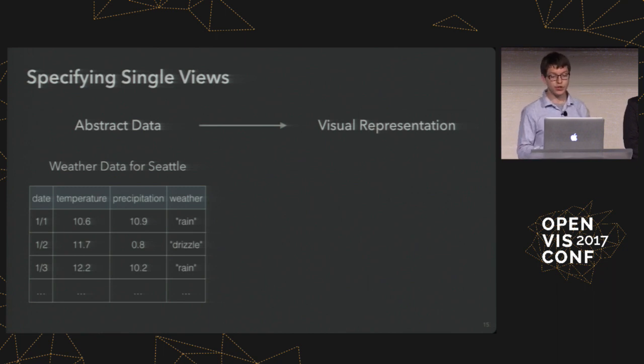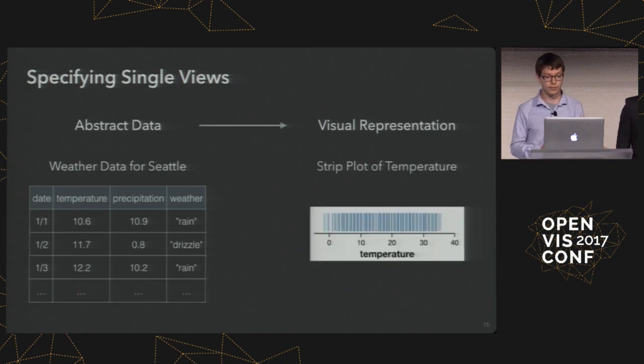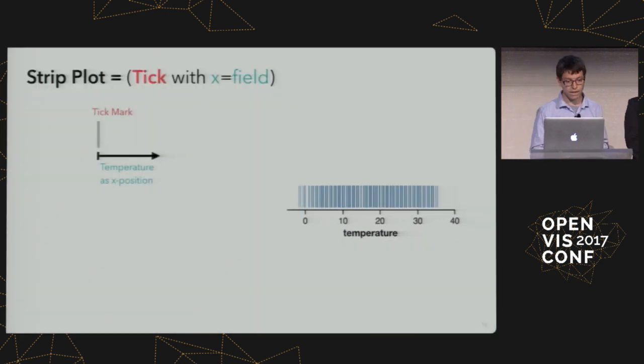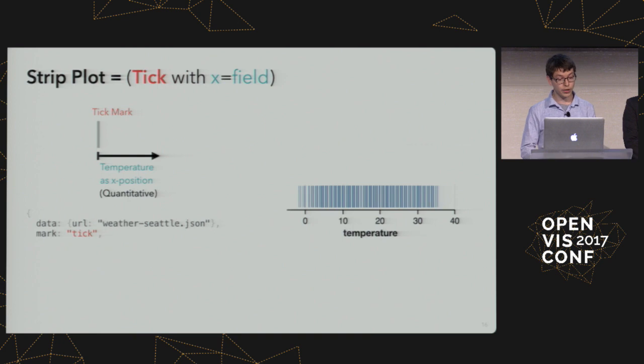To see the spread of temperature in Seattle using the data on the left, the analyst can decide to create a strip plot. In Vega-Lite, a single view is specified by encoding data properties as marks. A strip plot is a visualization where we encode the data value as the x position of a tick mark. Temperature is a quantitative variable that shows a magnitude. In our syntax, you need to specify the data source, then the mark as the data representative mark, and most importantly, the mapping of data values to visual properties of this mark.